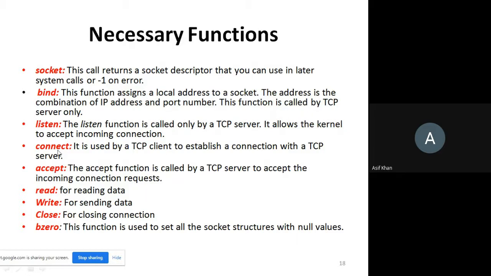So these are the functions I just discussed in the previous slide. Here one more function, bzero, is also used. This is used to set all the elements of the structure to null values.